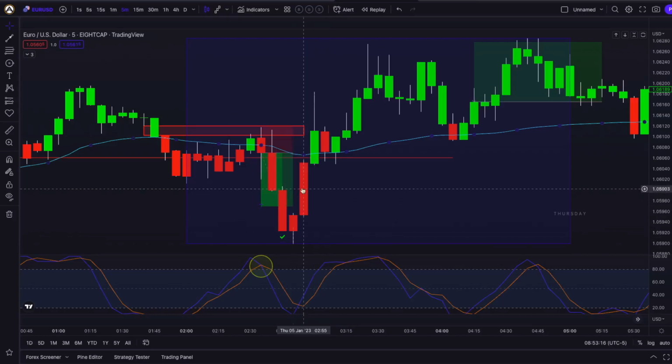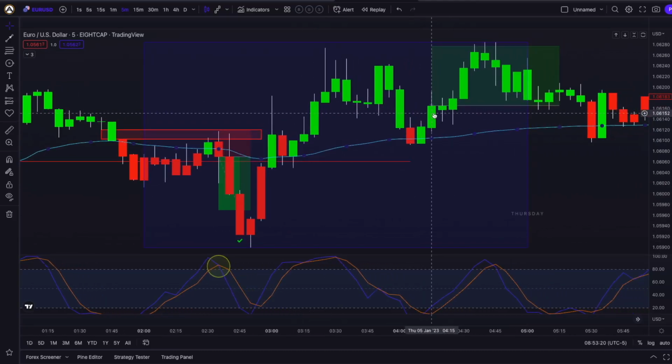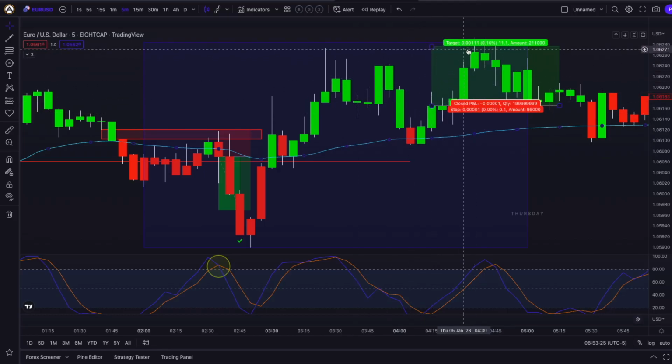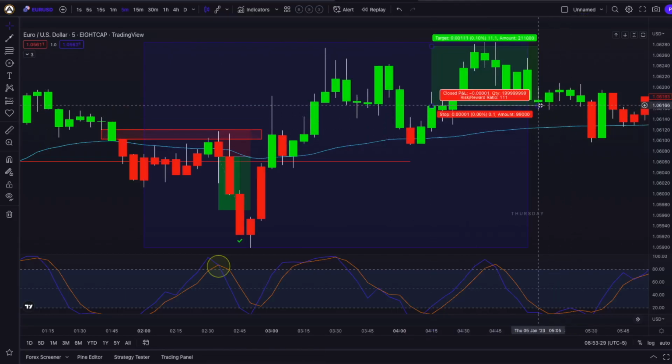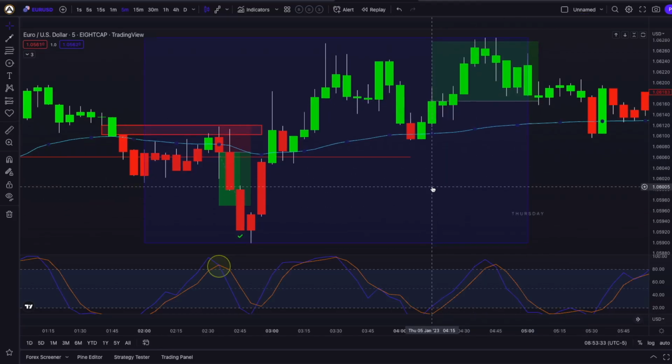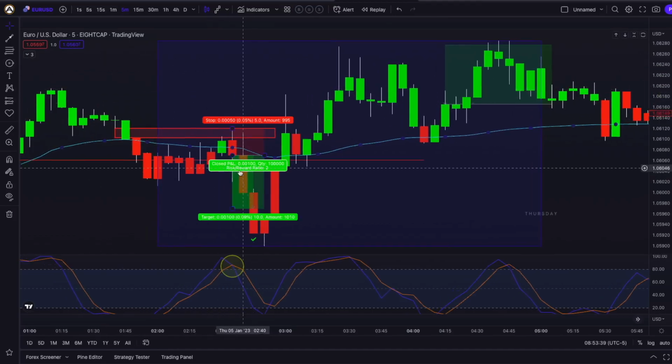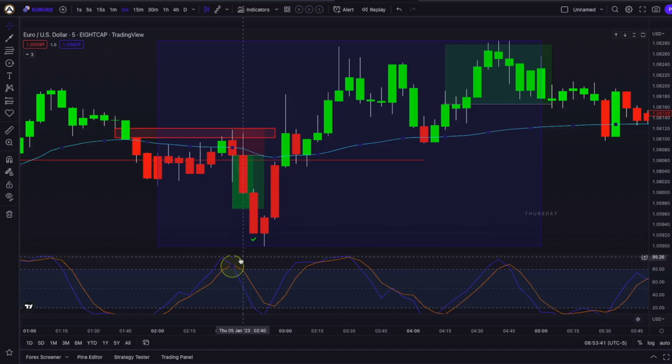You wouldn't have received another entry other than this one right here at 4:10, towards the end of the London kill zone, which hit a 1-1.5 risk to reward ratio, after which we move our stop loss to break even, which would have been hit right here 5 minutes after the London kill zone is over. Alright, so overall here on the Euro US dollar chart, we would have made a net profit of 2% by taking this single trade right here after the stochastic RSI crossover.